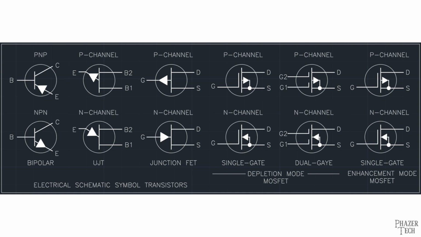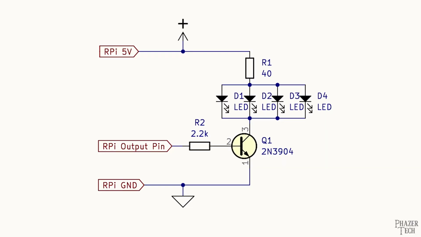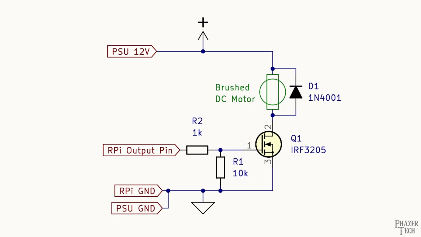So now let's do a couple hands-on demos. I'll be showing two simple circuits today. The first uses a 2N3904 transistor, which is an extremely common BJT NPN type, and we'll be using this to power 4 red LEDs. The second example will use a high-power MOSFET transistor and a brushed DC motor.